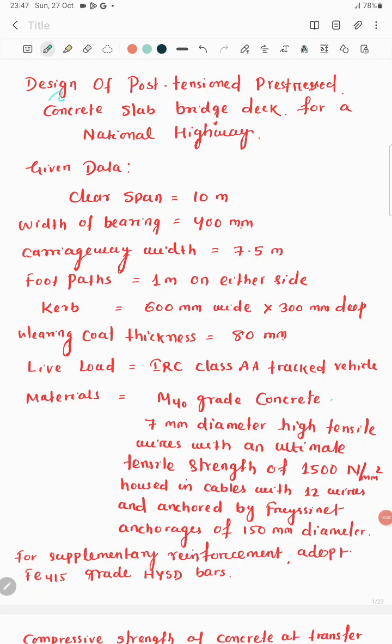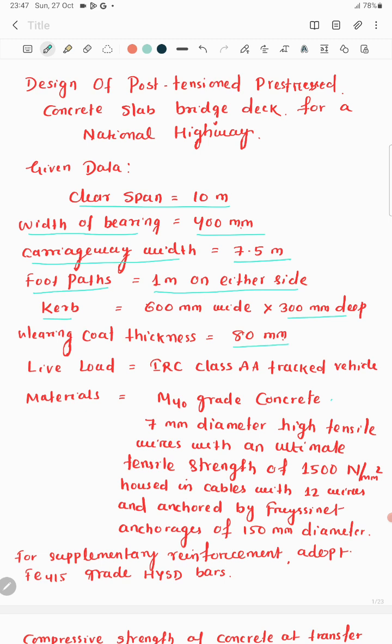So today's lecture is on design of post-tension pre-stressed concrete bridge. And the data given are: the clear span is given 10 meter, the width of bearing is 400 mm, carriageway width is given 7.5 meter, footpath 1 meter on either side. The kerb dimensions are 600 mm wide and 300 mm deep.